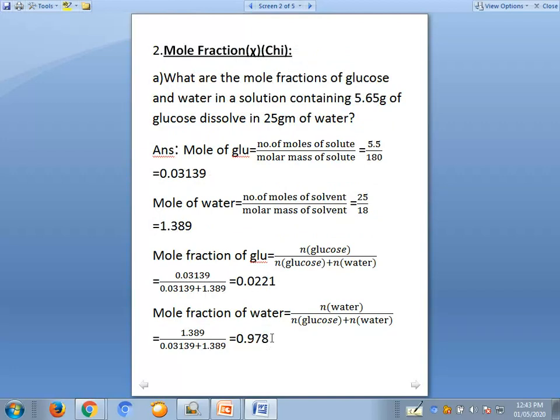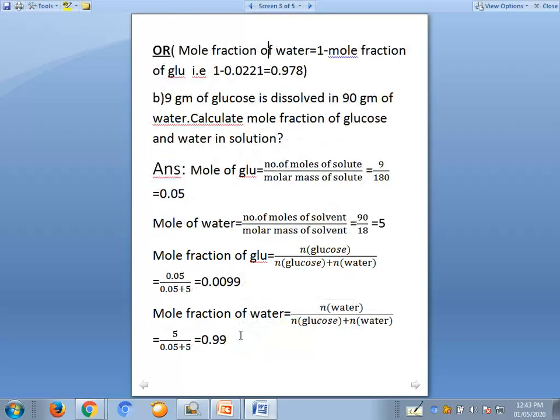So it is easy to calculate if you calculate any one of the mole fractions. Hence the shortcut method: if you calculate the mole fraction of either solute or solvent, you subtract it from 1 and you get the other one. Now we'll go for the second one. One more example. I'm solving this. This is a very important one, mole fraction.